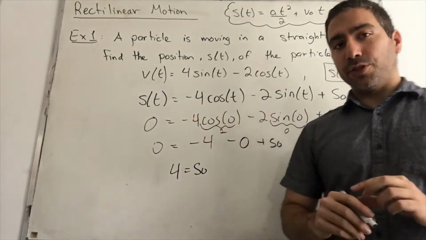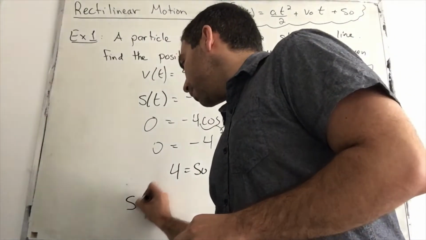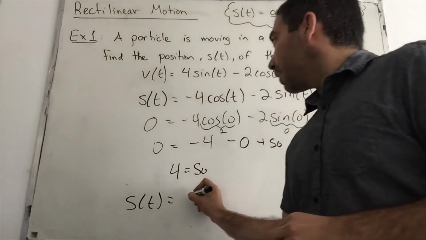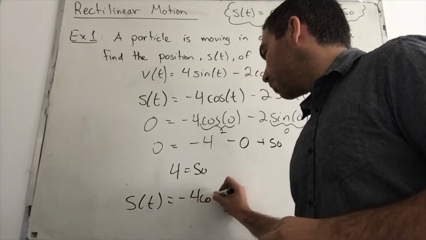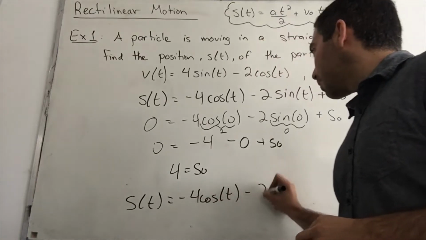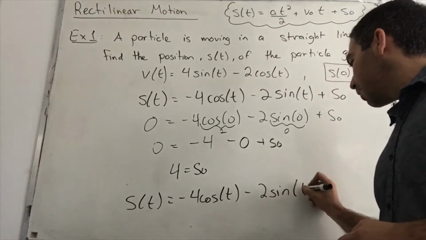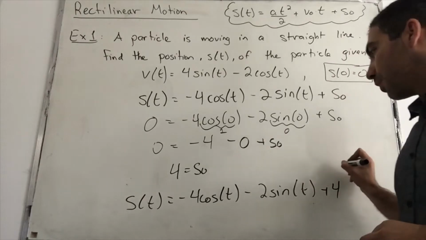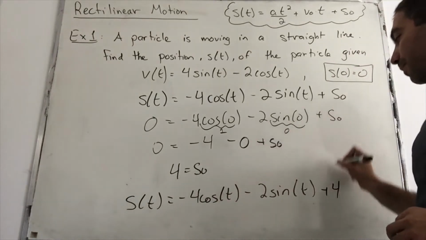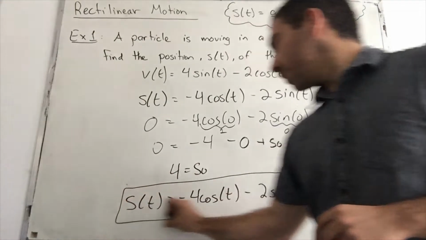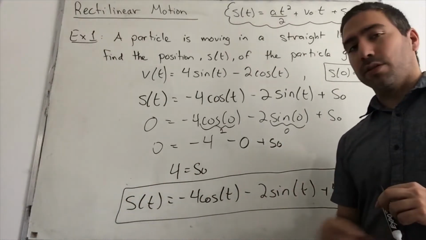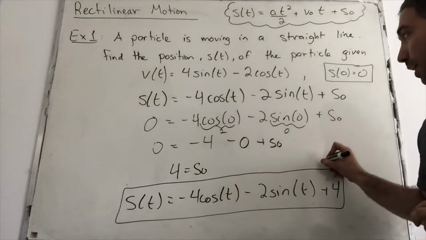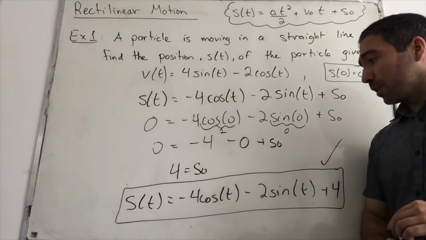So the position function, S of t, is given to be negative 4 cos of t minus 2 sine of t plus 4, because S0 is equal to 4, our constant. Okay, so this is like finding our particular solution. Okay, and this is the answer. We're done. Let's look at a couple more examples.